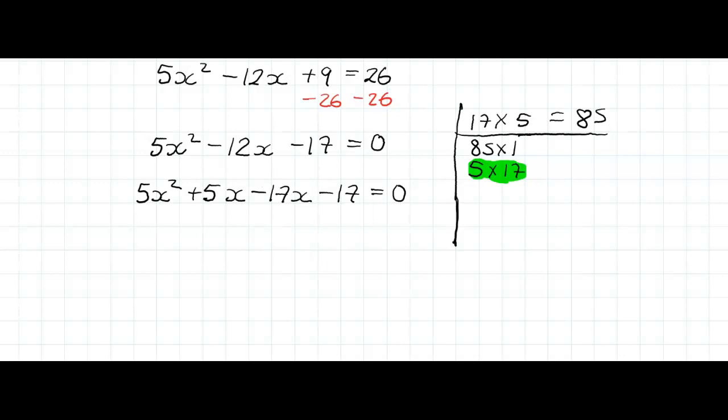Then I'm taking the first two terms and taking out what's in common. So 5x is common to both there. 5x squared divided by 5x, we're left with an x. Our sign is plus. 5x divided by 5x is just 1. And then we look at the second two. What's common to both? Minus 17. Minus 17x divided by minus 17 is just an x.